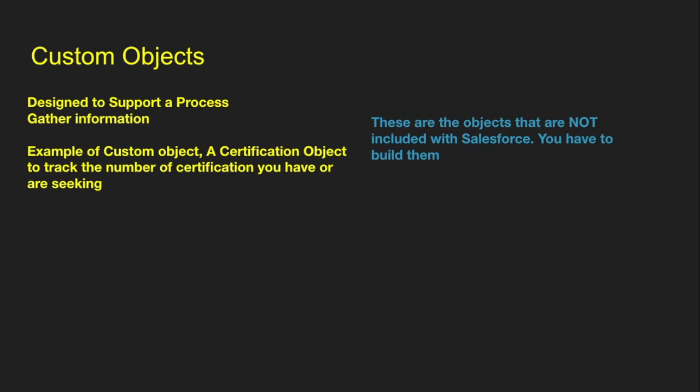Custom objects are designed to support a process and gather information. An example of a custom object would be a certification object to track the number of certifications you're seeking. Just remember, these are objects that are not included with Salesforce. You have to build them from scratch.